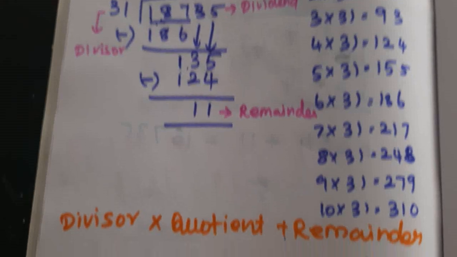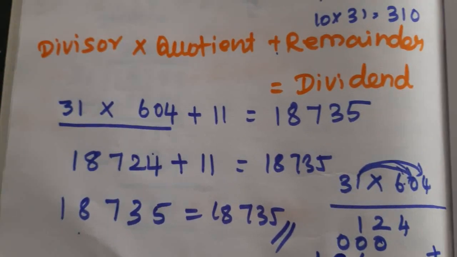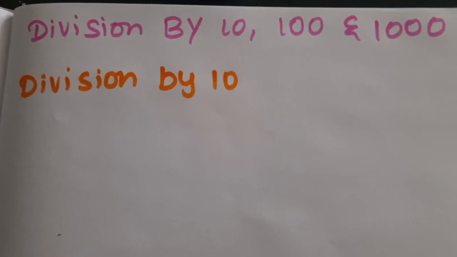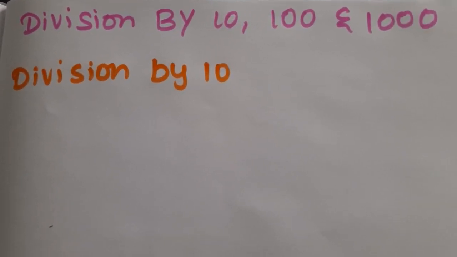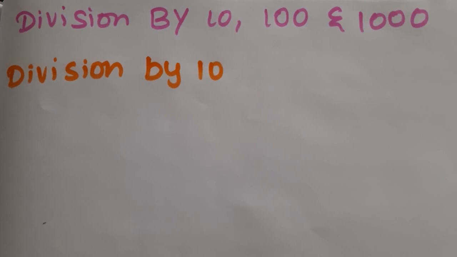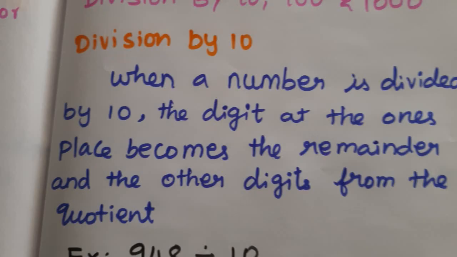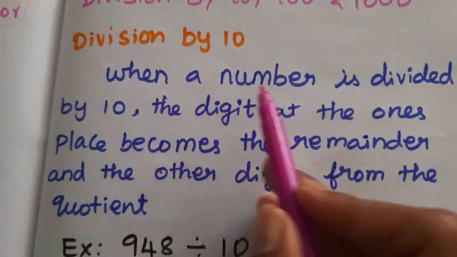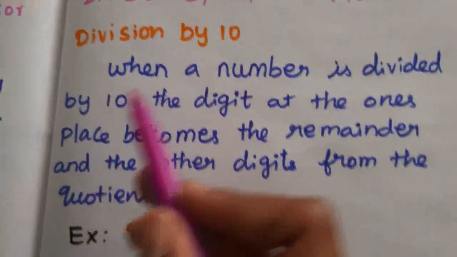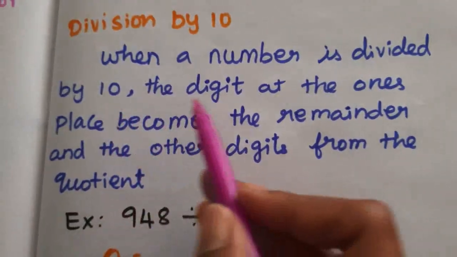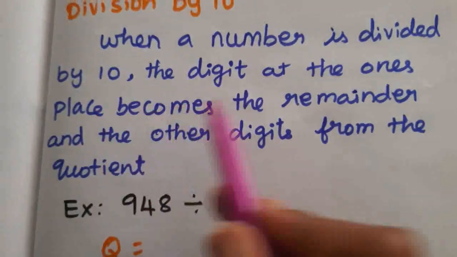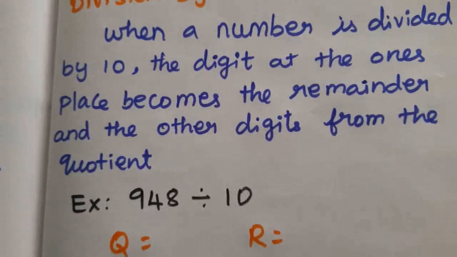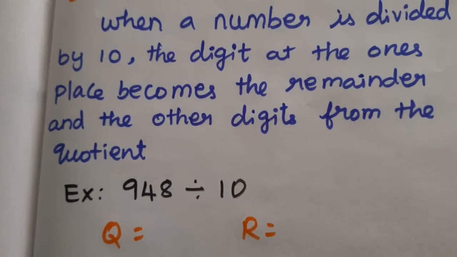Any doubts? Yes. Okay, next we move to the next topic. Yes, next topic is division by 10, 100 and 1000. So here the first one is division by 10. Yes, listen carefully. When a number is divided by 10, the digit at the ones place becomes a remainder. So whatever number is in the ones place, that becomes a remainder.